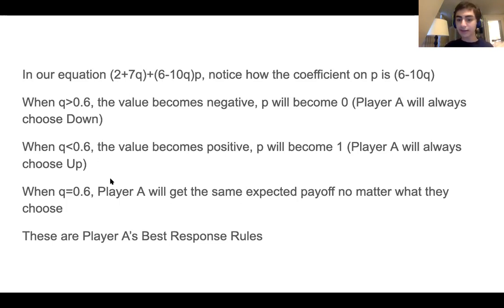So these are what are called response rules, right? Player A has a set of rules that, given whatever player B's q is, he knows what to set his p to. If q is greater than 0.6, player A is going to set his p to 0. If q is less than 0.6, p will be set to 1. And when q is equal to 0.6, it doesn't matter what p player A chooses. Does everybody understand this? This is a bit of a weird idea, but does everybody understand where this is coming from?